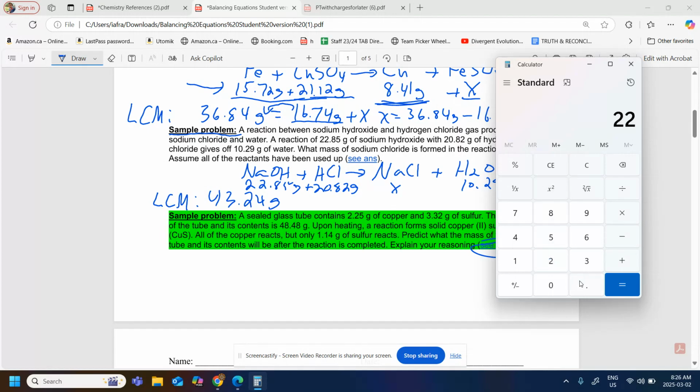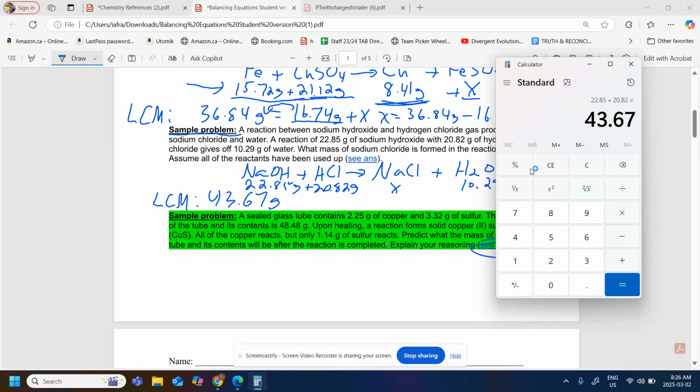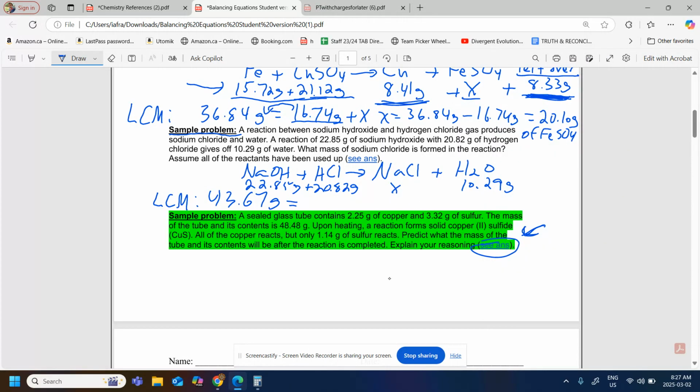I always tell students that during a test, if you need your calculator to try some decimal math, you're allowed to do that. You should be pretty quick with math. Let's see if I made a mistake here. Whoops, yeah, I did. 43.67. Always double check your work. So we did 22.85 plus our 20.82, 43.67. And that should be equal to x plus 10.29 grams.